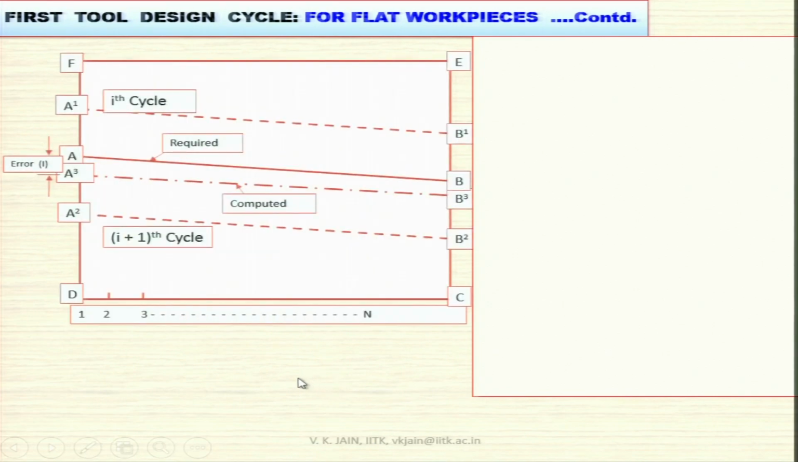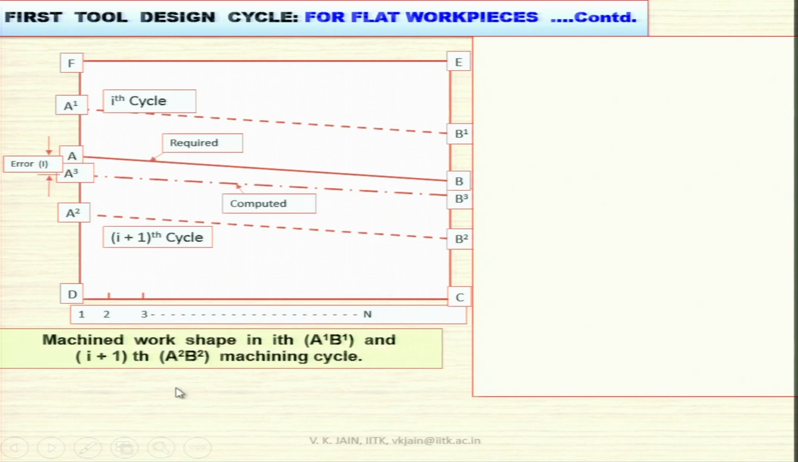Now here, machined work shape in the ith cycle is A1 B1. Here you can see this is the A1, this is the B1, and in the I plus 1th cycle A2 B2, and you have the A2 and B2.